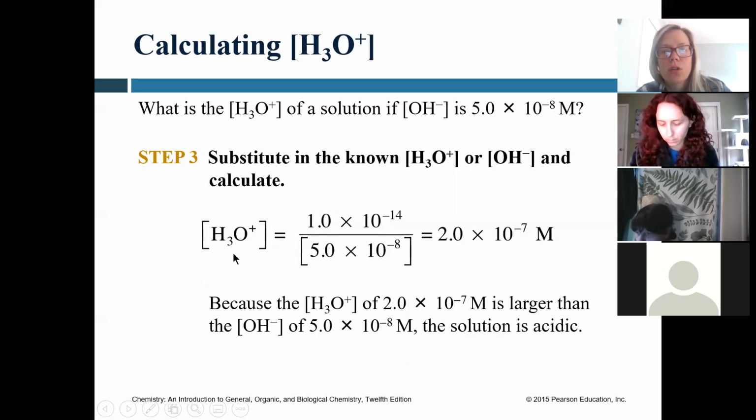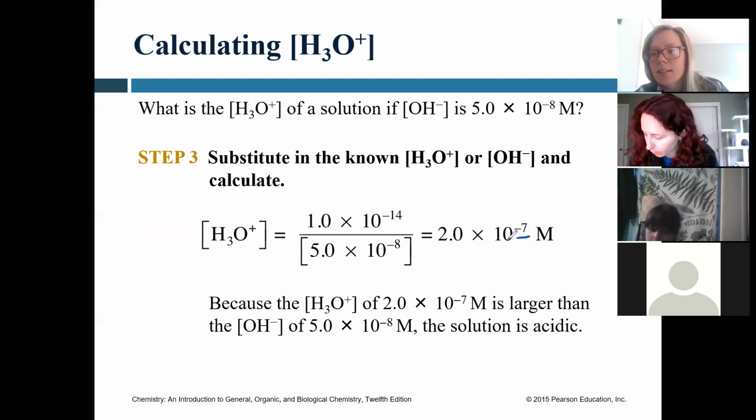So you should get something like 2.0 times 10 to the negative 7th. It is extremely important that your exponent value is correct. If you're like, oh, I got 2.0 times 10 to the negative 8th, that was close enough, right? No, we definitely want to be smack dab on the right exponent, because that tells us something about how acidic or basic it is.